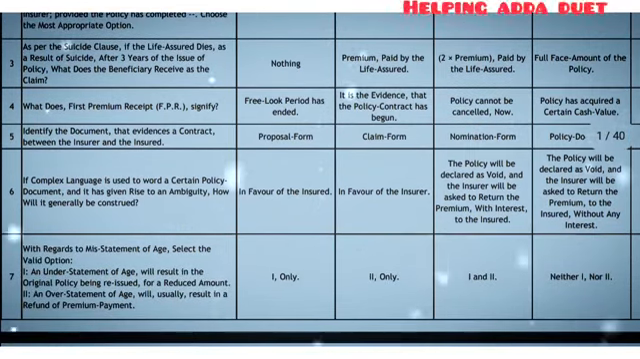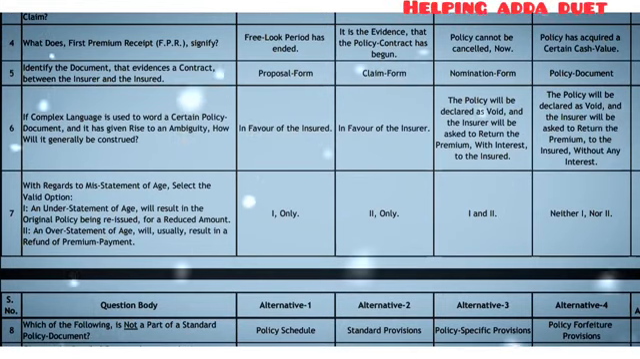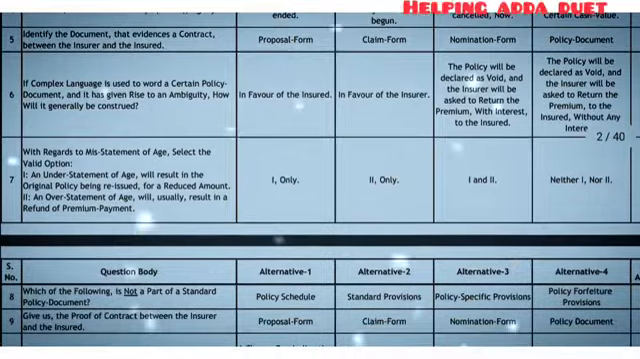Number 5. Identify the document that evidences a contract between the insurer and insured. Policy document. Number 6. If complex language is used to word a certain policy document and it has given rise to an ambiguity, how will it generally be construed? In favor of the insured.